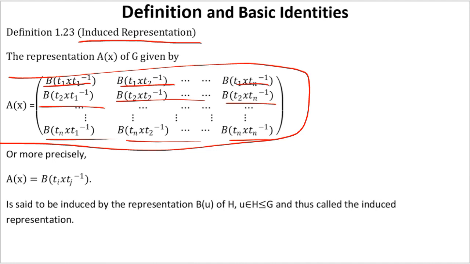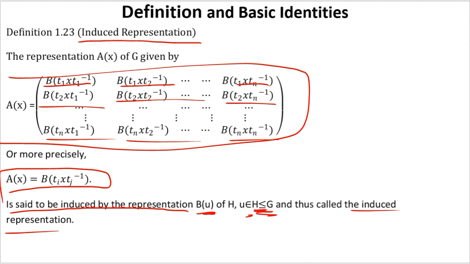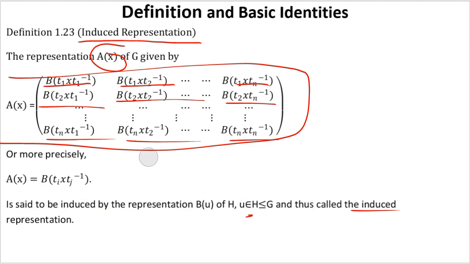The B's are the entries in our matrix for AX, and AX is a matrix representation, remember? And if you want to write it in short form, you write it this way. Okay, so this matrix is said to be induced by the representation BU. What is U? U is an element in H, H being a subgroup of G, and thus it is called an induced representation. So it is induced because of this H, that is a subgroup of G, because the elements in H are used by BU itself. BU being an equivalent matrix, if you remember, of the representation matrix AX. Okay, so then we have an induced representation.